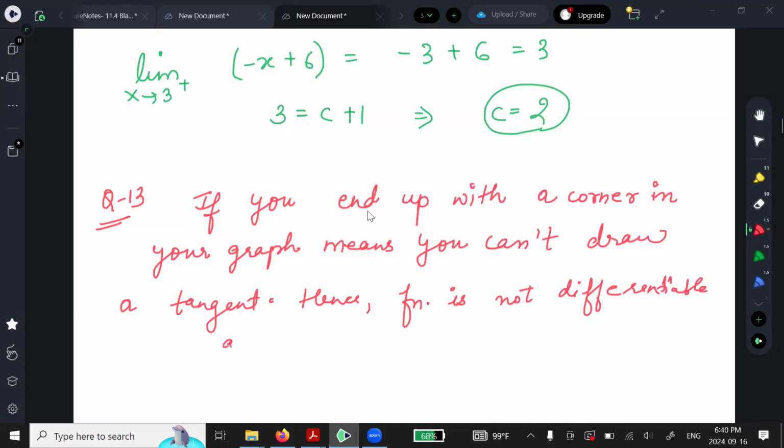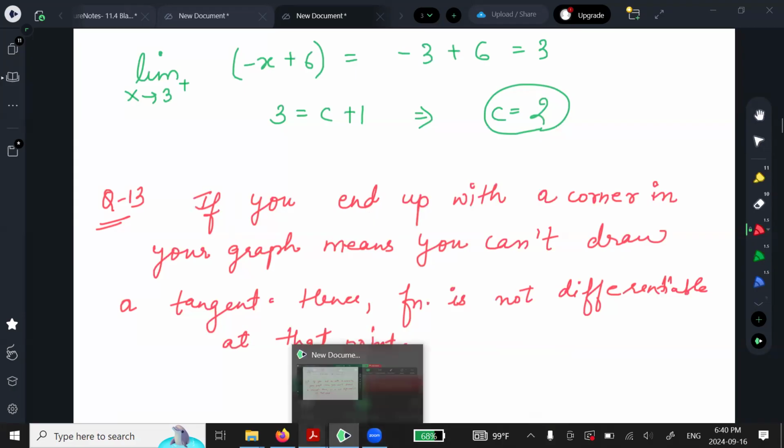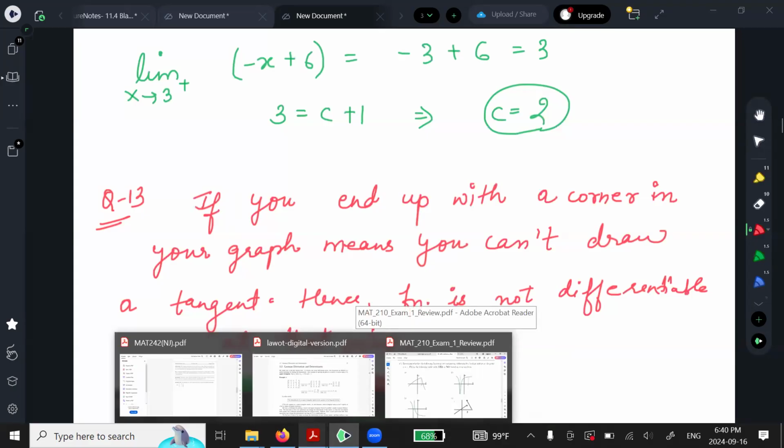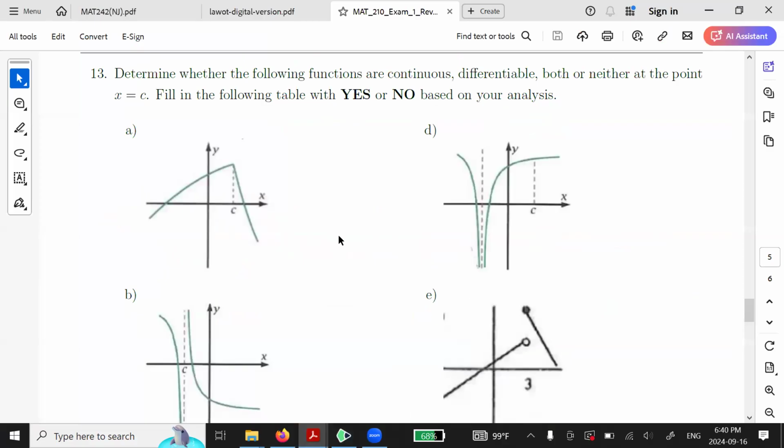So every time you are ending up with a corner or the function breaks and you can't draw a tangent, the function will not be differentiable. Continuous, you can just look at the function and tell, right? Okay, let's go back. Can you remember this? Every time I have a point or a corner, not differentiable. Okay. Look at number A. Is the function continuous? Yes, continuous. Is the function differentiable? No, because at C I have a point. Not differentiable. You can't draw a tangent.